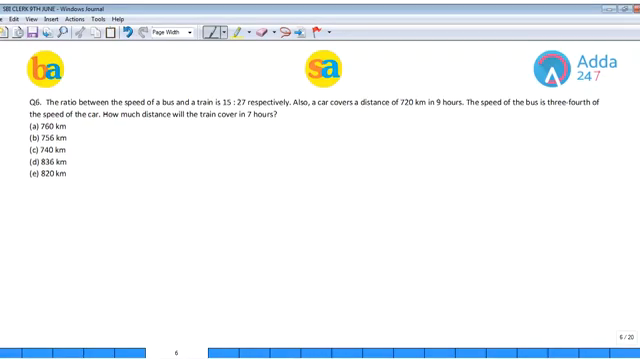Question number 6. The ratio between the speed of a bus and a train is 15:27 respectively. Also, a car covers a distance of 720 km in 9 hours. The speed of the bus is 3/4 of the speed of the car. How much distance will the car cover in 7 hours?